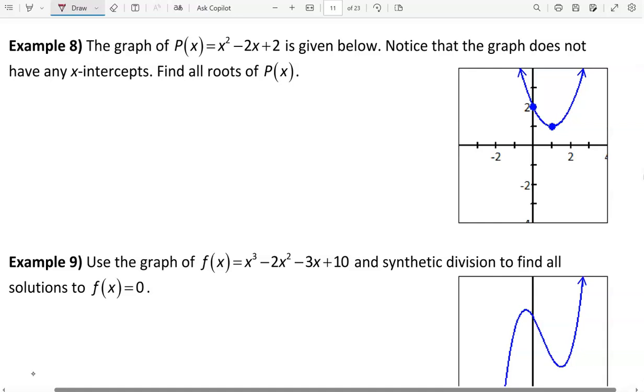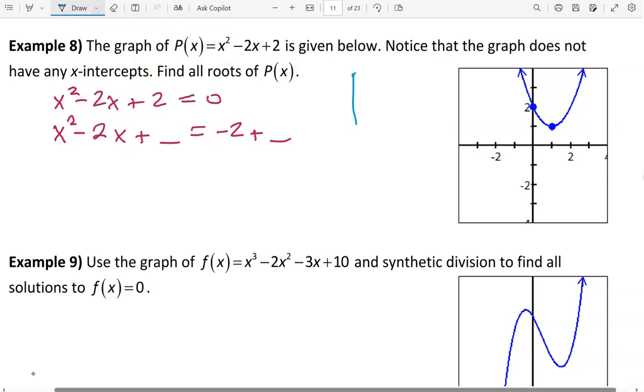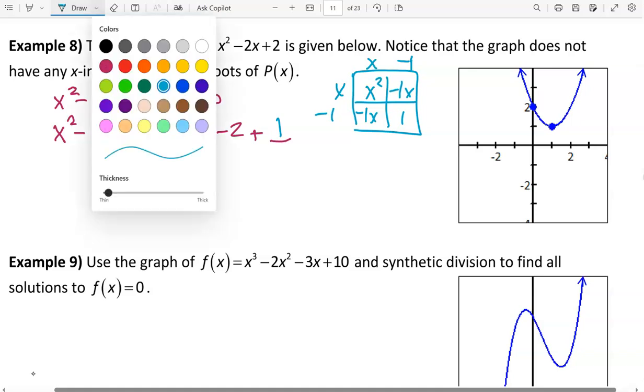Remember, roots are the solutions to the function equal to 0. And so we can find those roots by solving that equation. And we can do that by completing the square. I'm going to draw a picture for completing the square. X squared minus 1x minus 1x gives us factors of x minus 1 and x minus 1. Negative 1 times negative 1 is positive 1, so that completes the square.